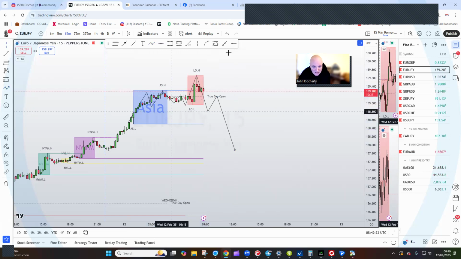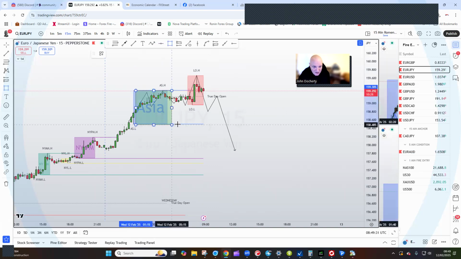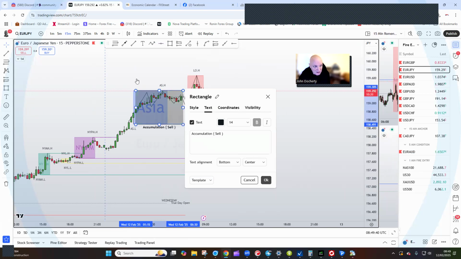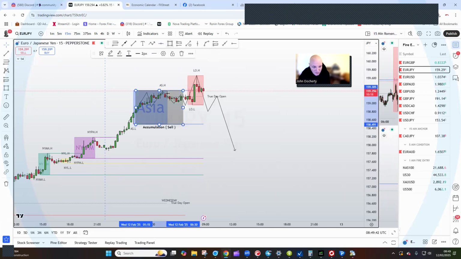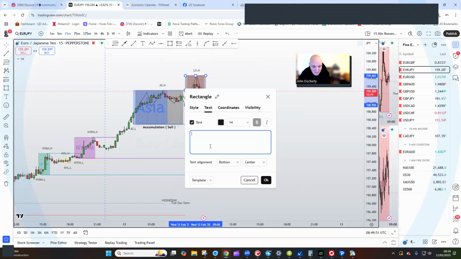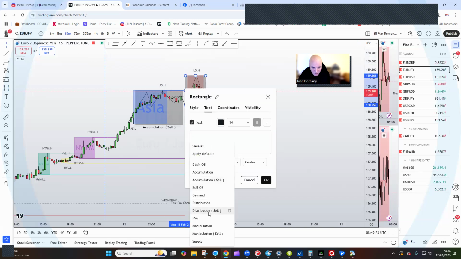Okay, so let's get the blueprint on here. We're marking out the box. We're identifying the Asia session, which has been from a sell standpoint. That's your accumulation sell. We've identified we've had a breakout of the accumulation with regards to manipulation, okay? And we understand that that is the manipulation side of things where there's been a breakout.